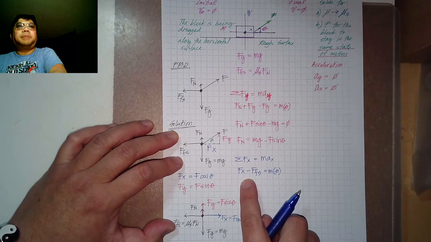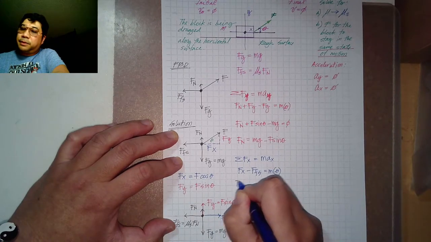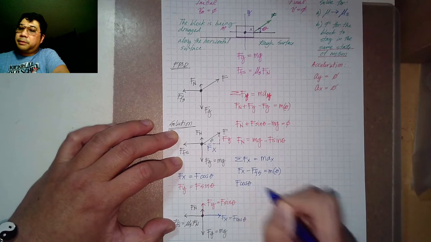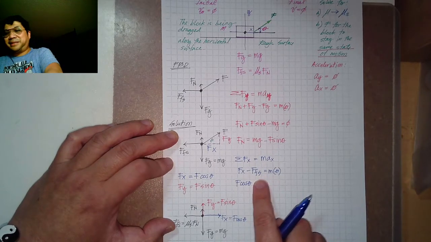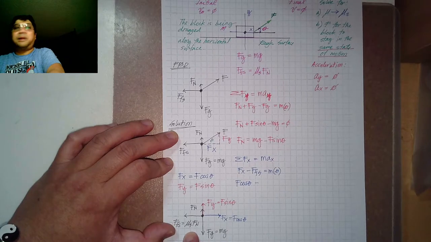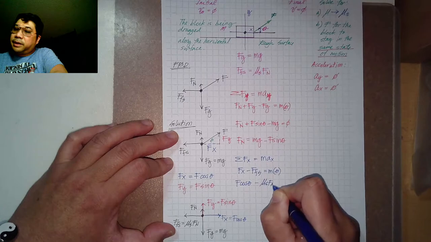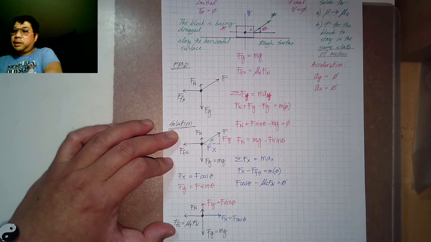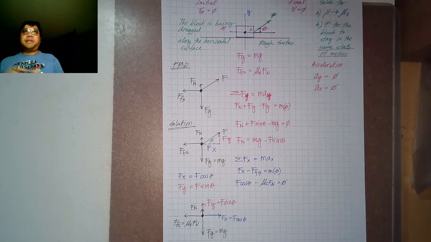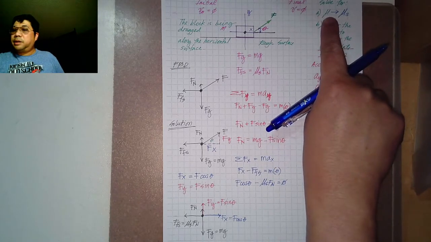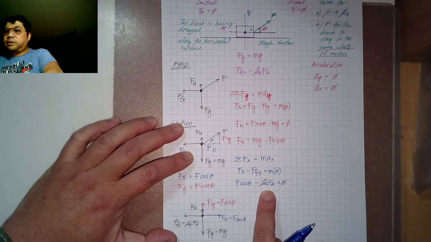Further, let us replace the value of F sub x, that is F cosine theta minus the force of friction, which is mu s Fn, and that is equivalent to zero. Now, the first thing that I wanted to solve is mu s. So let's take a look at this. How can I solve for mu s?